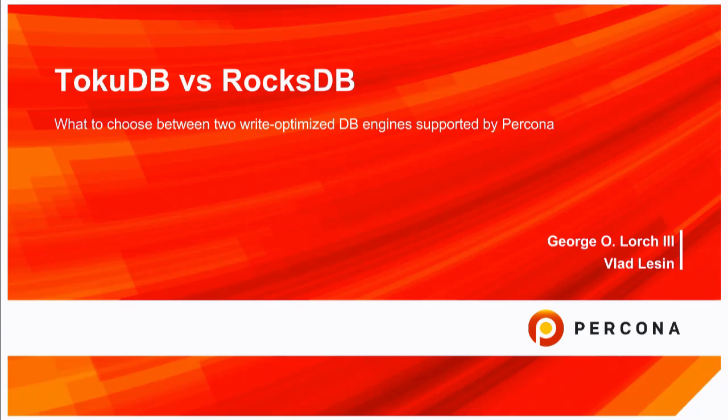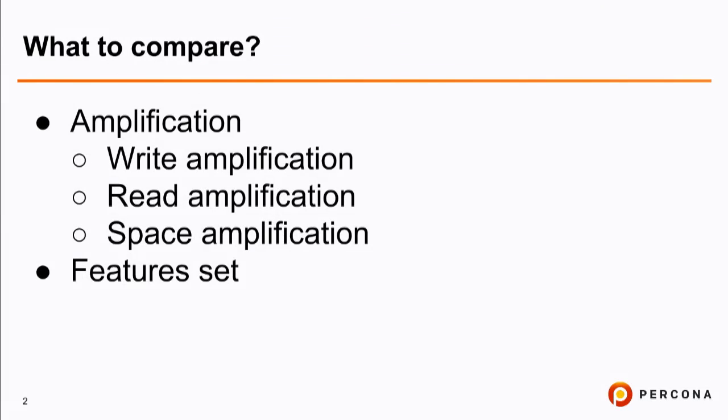Today we're going to talk to you a little bit about the head-to-head battle that everybody wants to hear about: TokuDB versus RocksDB. Which is better? There are a couple of different areas you want to look at when comparing these two engines. The ultimate goals are to be write optimized and write efficient. So how do we measure that? You want to measure write amplification, read amplification, and space amplification to pick up the compression.